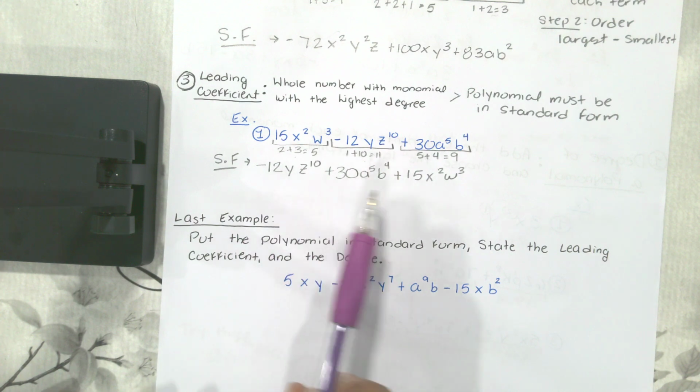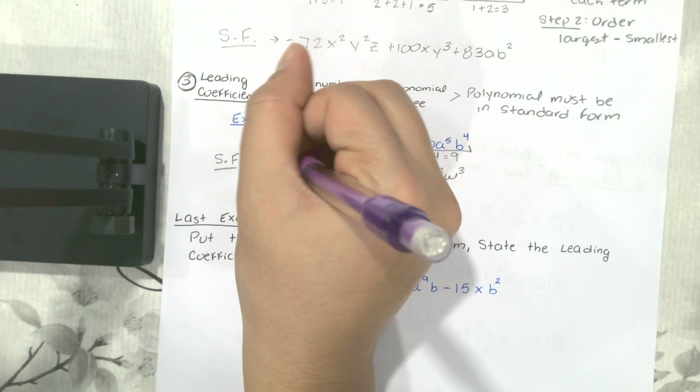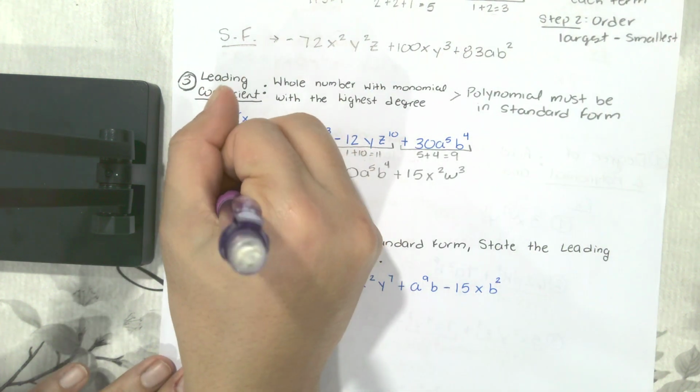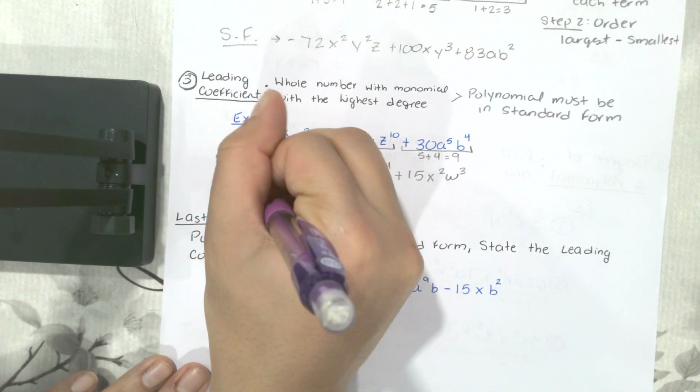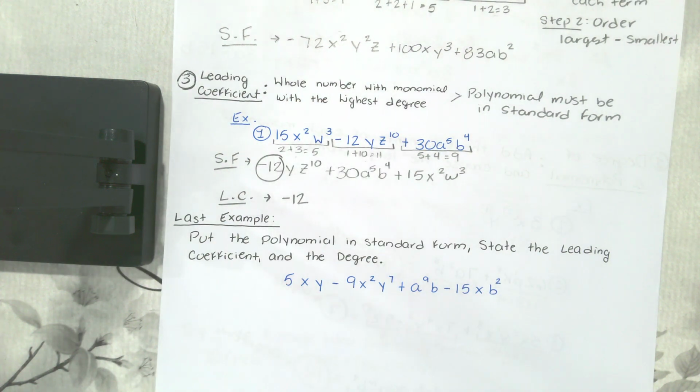So now that it's in order, all we do for leading coefficient is take that leading term, which is negative 12. So our LC here for a leading coefficient is negative 12. And that's it for this one. Okay, so here you want to keep in mind, put it in standard form because it's going to be easier, and you just pick the whole number in the front.